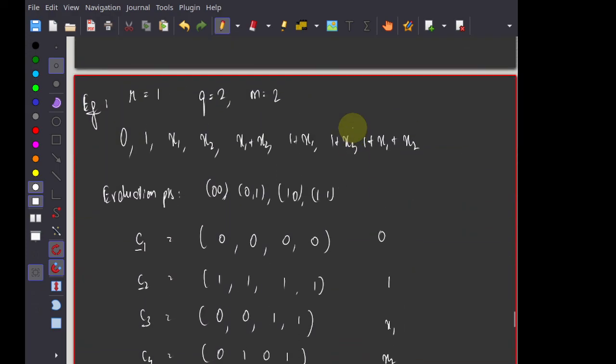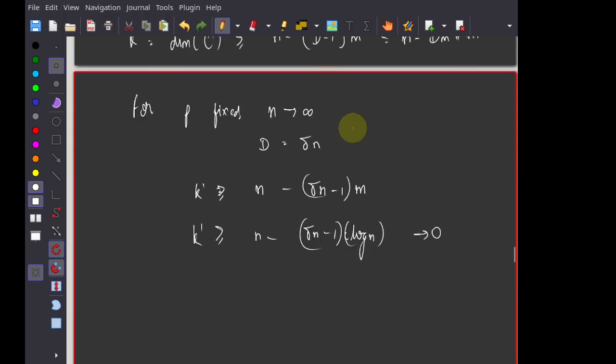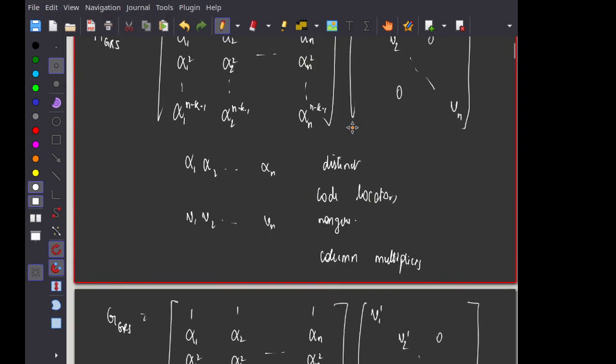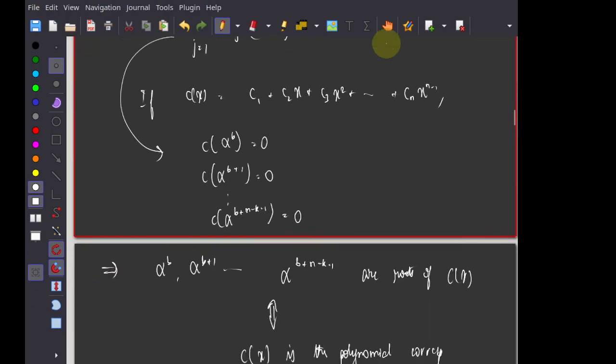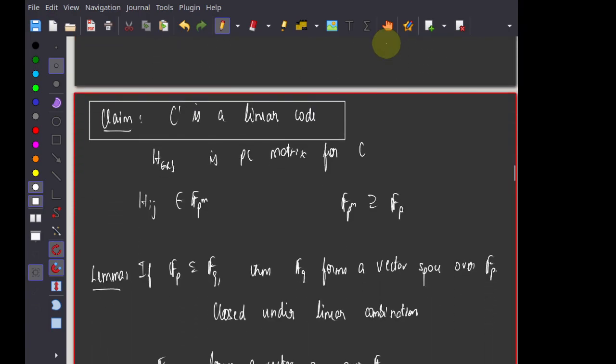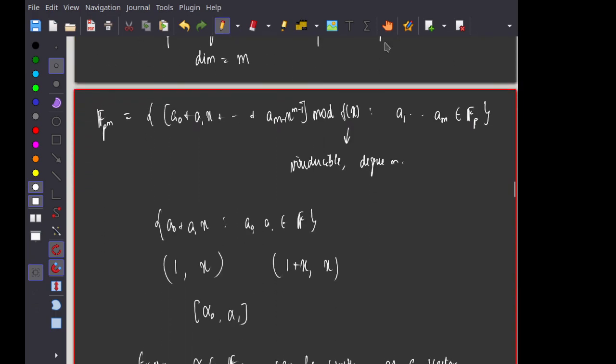So for Reed-Solomon codes, a good reference is the textbook by Ron Roth. For Reed-Muller codes, I'm following the notes by Atri Rudra, Venkatesan Guruswami, Essential Coding Theory.